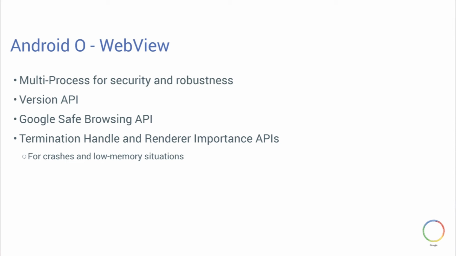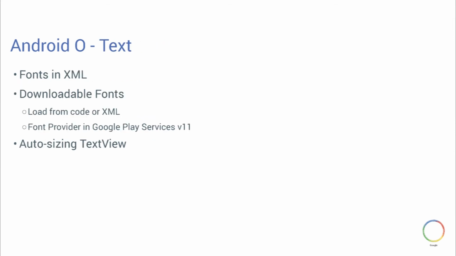In Android O, we added some new features in terms of text. Now, fonts are a first-class citizen on Android. That means you can define fonts in the XML layout. And also, we now support downloadable fonts. The Google font library is one of the first font providers in this new framework.